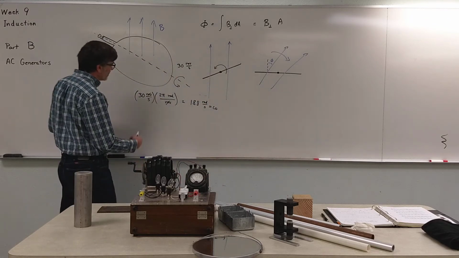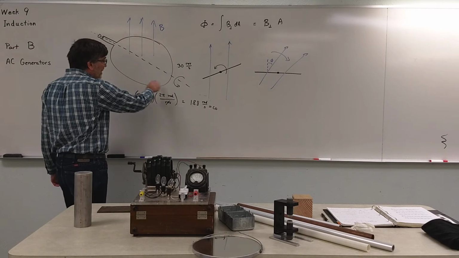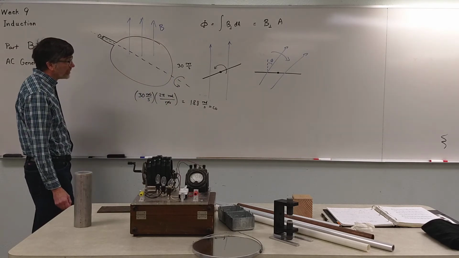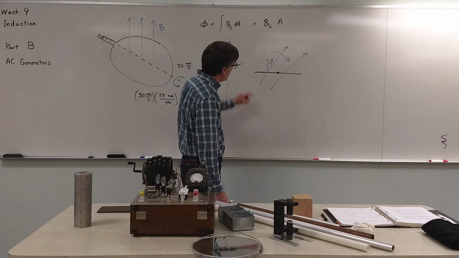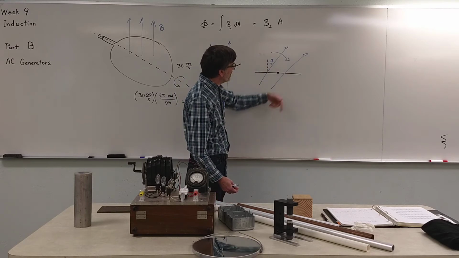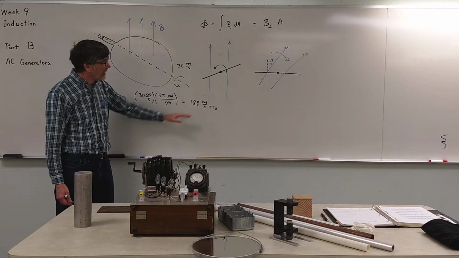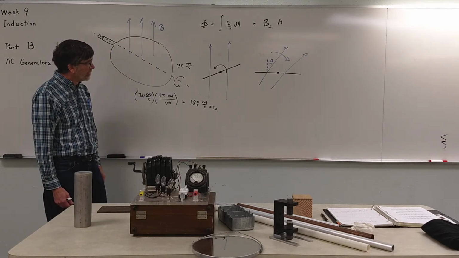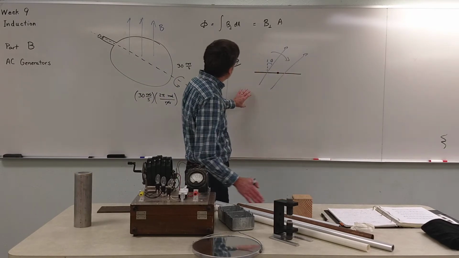So you can either stand on the ground with a fixed B field and have the loop rotating this way at 30 revolutions per second, or 188 radians per second, or you can jump onto the loop and be a little bug sitting on the loop watching the B field rotate around. It's rotating the other way, also at this same rate of 188 radians per second.